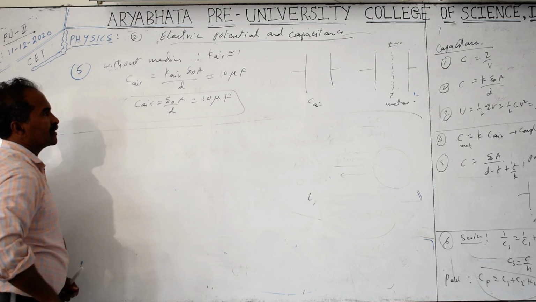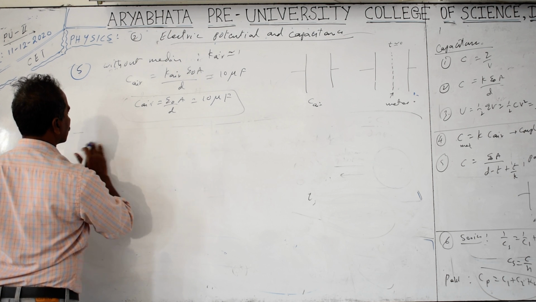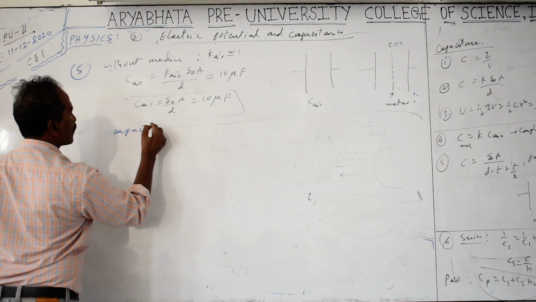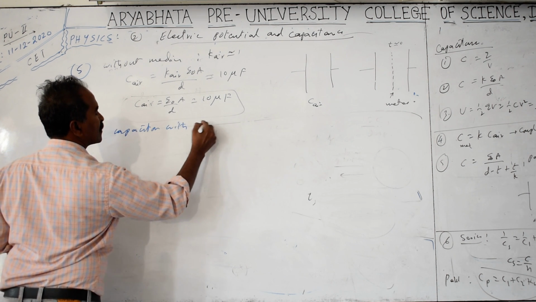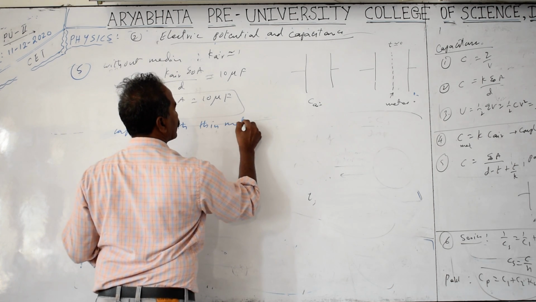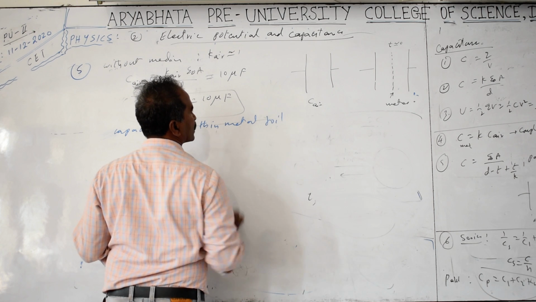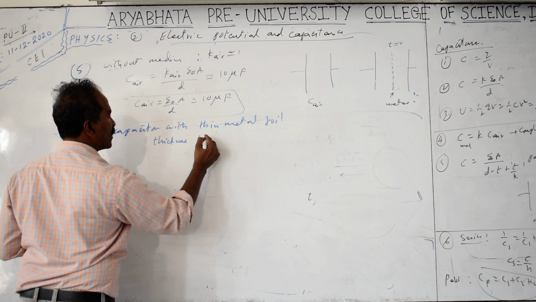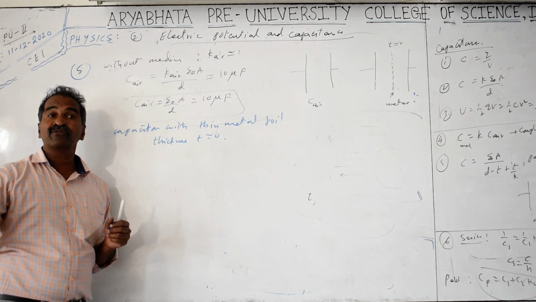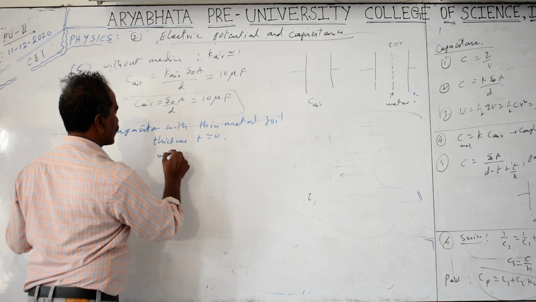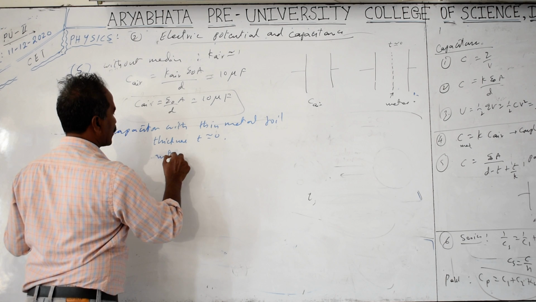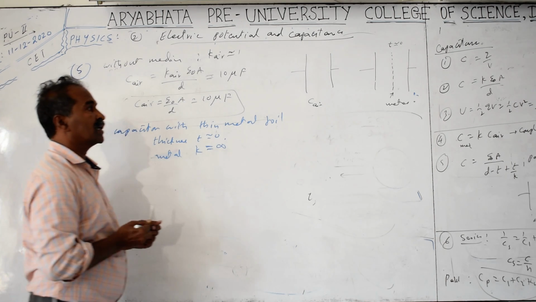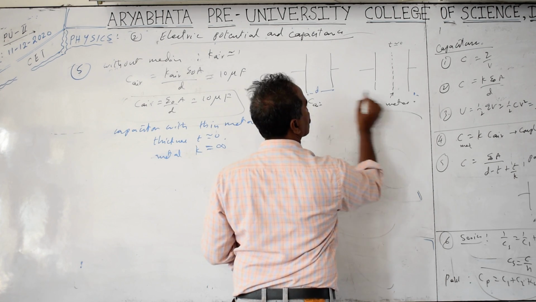Next is the capacitor with a thin metal foil. Foil itself indicates a thin plate, thin sheet. Thickness t is how much? Thickness t is approximately 0. What about the dielectric constant of the metal? Infinity. For metal, K is equal to infinity. And for an incompletely filled dielectric, what is the formula for the capacitance? d is the separation here.